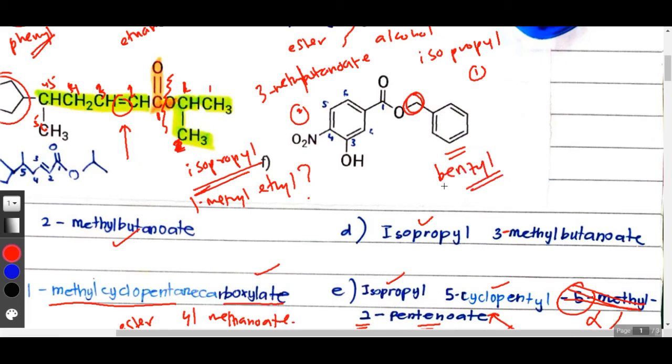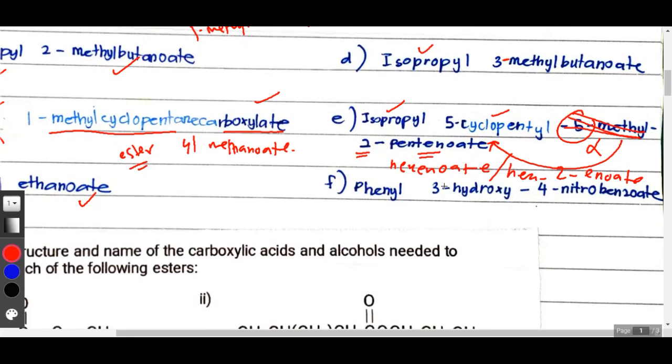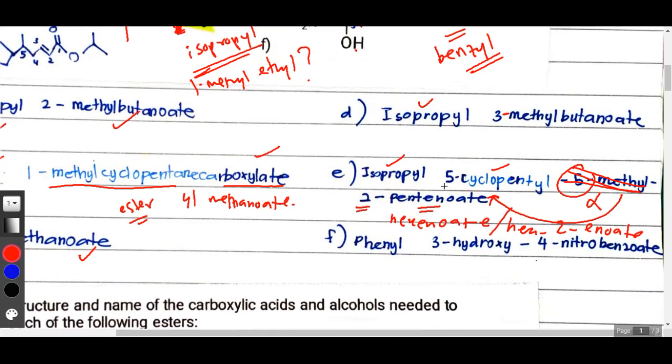benzyl instead of phenyl. All right, and then we also have the benzoate structure. Benzoate is a benzene attached to the C double bond O. Then we have a substituent at carbon number 3, which is OH, and carbon number 4, which is nitro. So the answer will be, right again, okay, phenyl is incorrect. It will become benzyl. The second word will be 3-hydroxy-4-nitro benzoate.